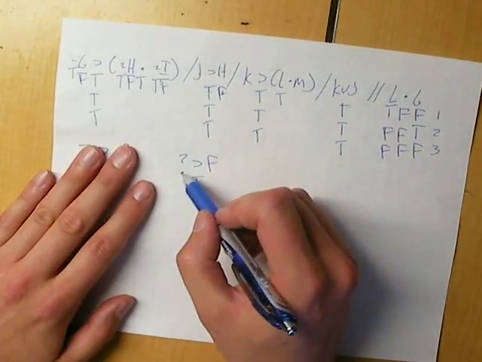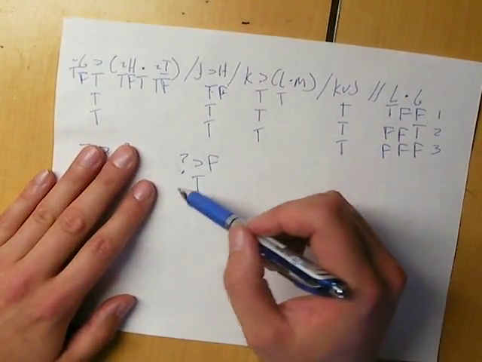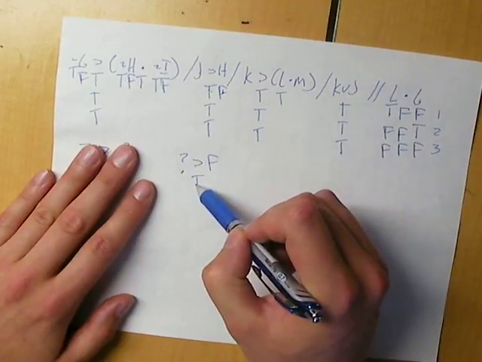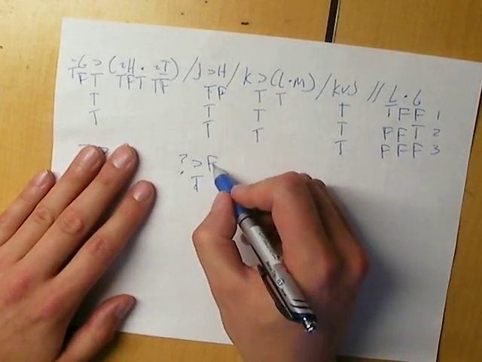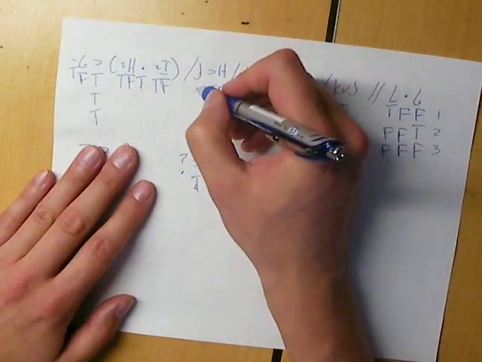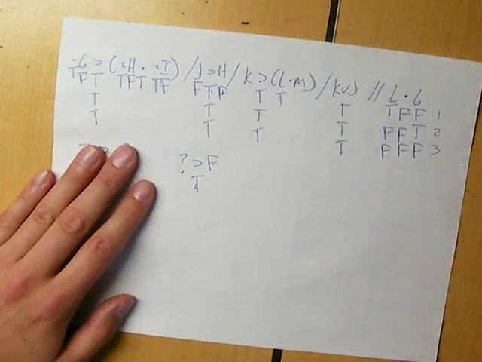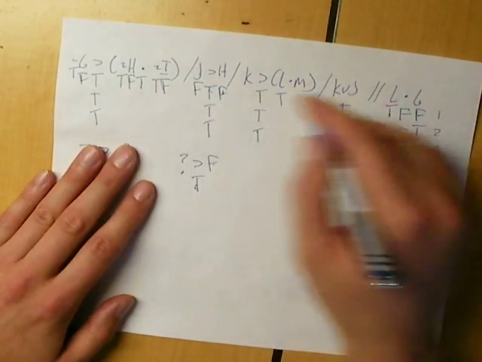So what does that tell me about the unknown? Well, T horseshoe F would be false, and that goes against my assumption. So it's got to be F. F horseshoe F is the only way to make that true. So now I know J. J has to be false. So let's put in the J's.